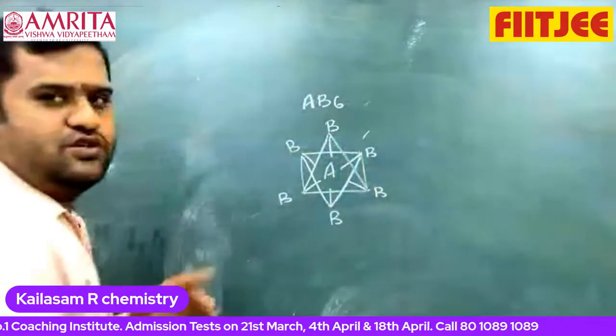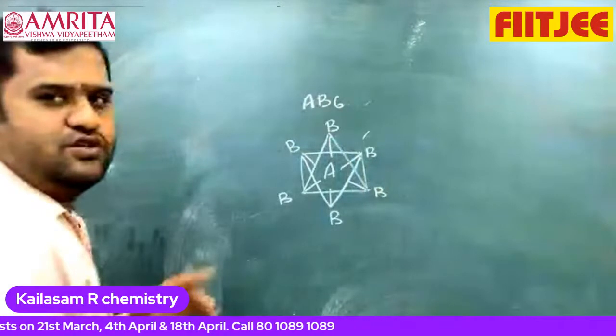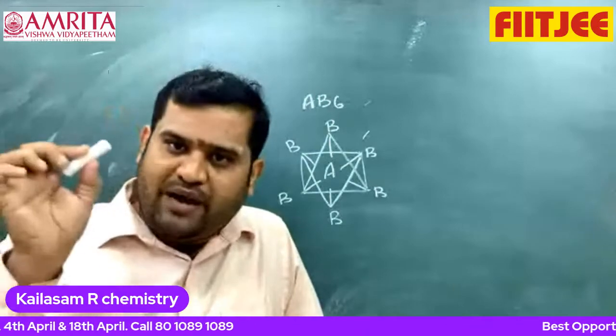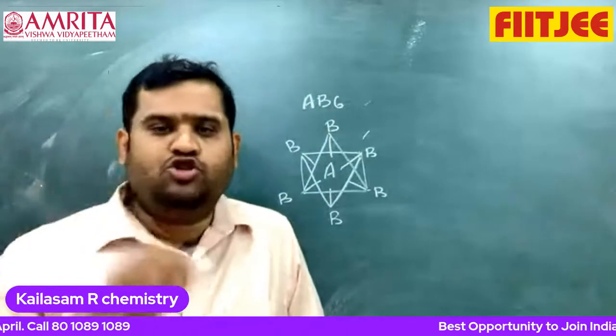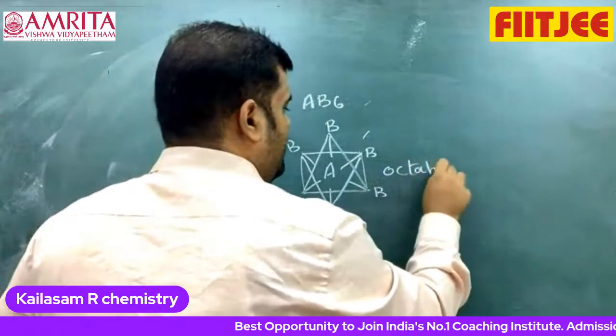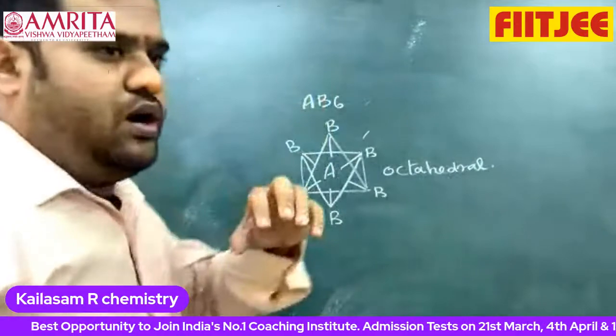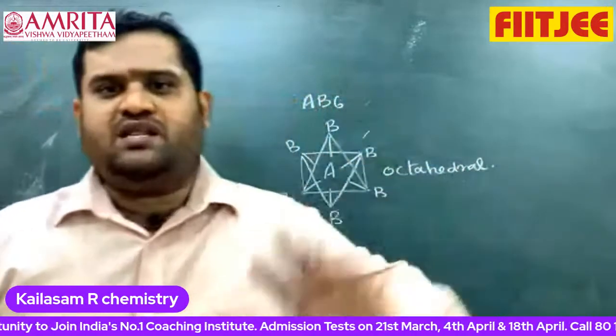That's all. This is called octahedral. That means the central atom has 6 electron pairs, and all 6 electron pairs are bond pairs. Therefore, they belong to octahedral geometry. So this is what the VSEPR theory says.